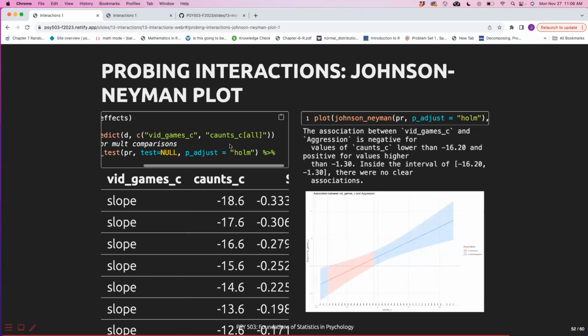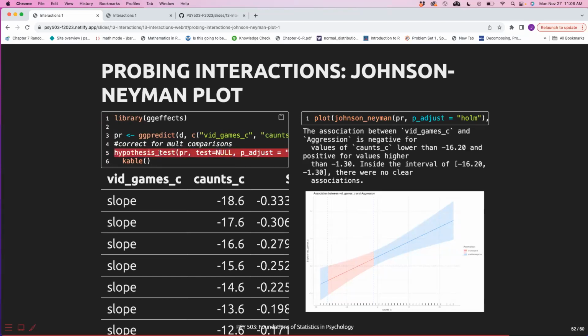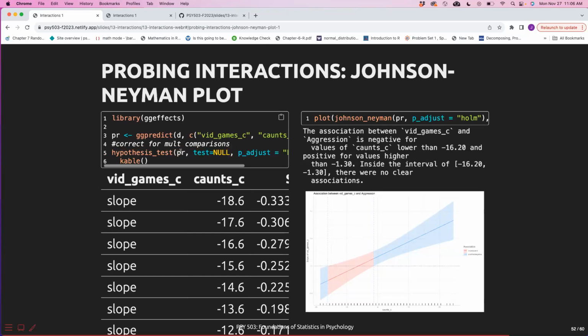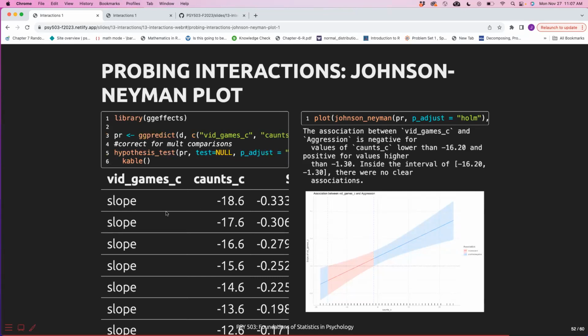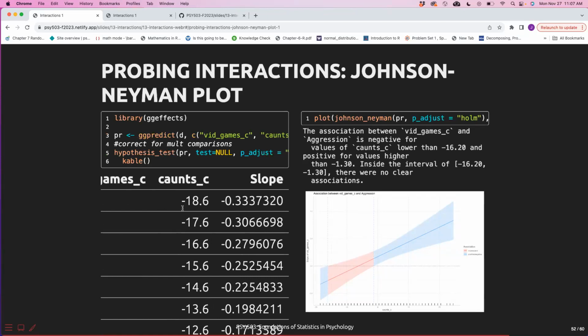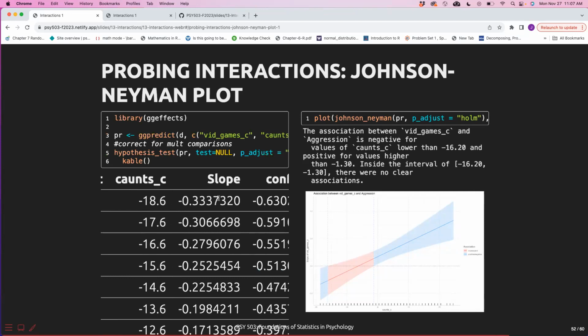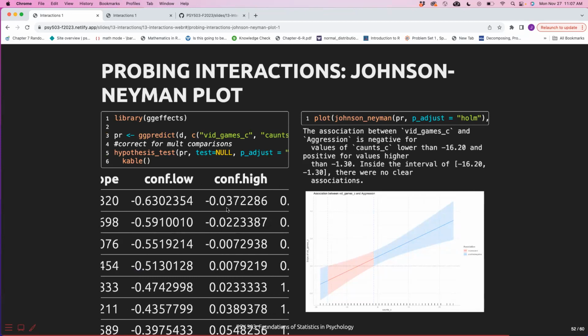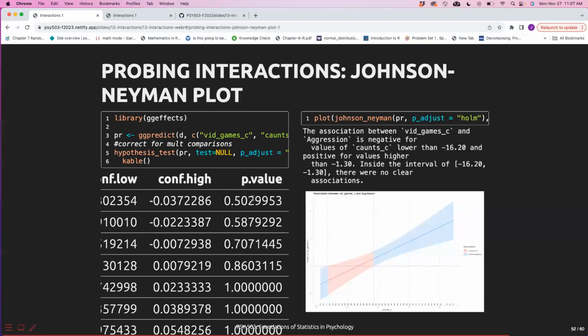What we can do with this is feed it into the hypothesis test function from ggeffects. We input our object, our predictions object, and then we want to adjust our p-values for this, because we're doing multiple comparisons. Basically we get a table that looks very much like the emtrends table. We have each value of our moderator, then the slope, the confidence intervals for that slope, and then our p-values. So essentially we're going to take this table and produce a visualization of that table.